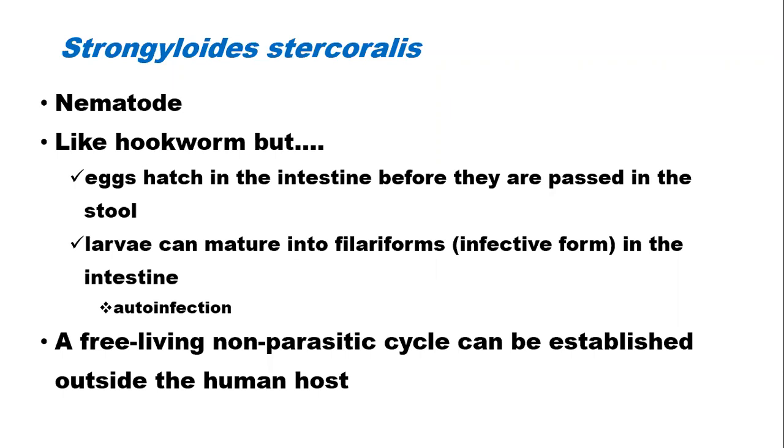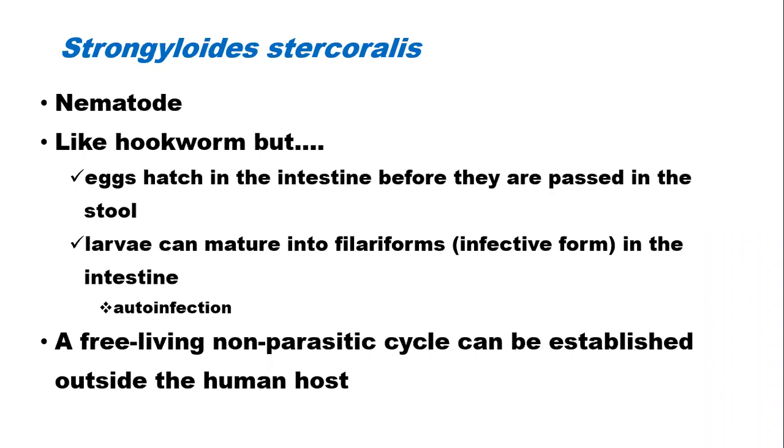Another difference is that the larvae, when they emerge from the eggs, can mature into the filariform. The third stage larvae are the filariform larvae, and they are the infective form. They are the ones that can actually penetrate through intact skin or penetrate through the wall of the GI. So you can have autoinfection, which is not common with hookworm, because with hookworm, the eggs are laid, the eggs will embryonate before becoming infective.